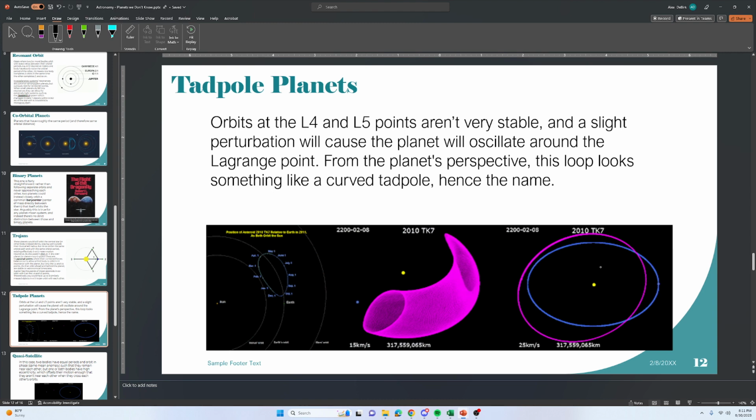This is another example of a possible tadpole orbit. And because of resonance, they'll never hit each other.